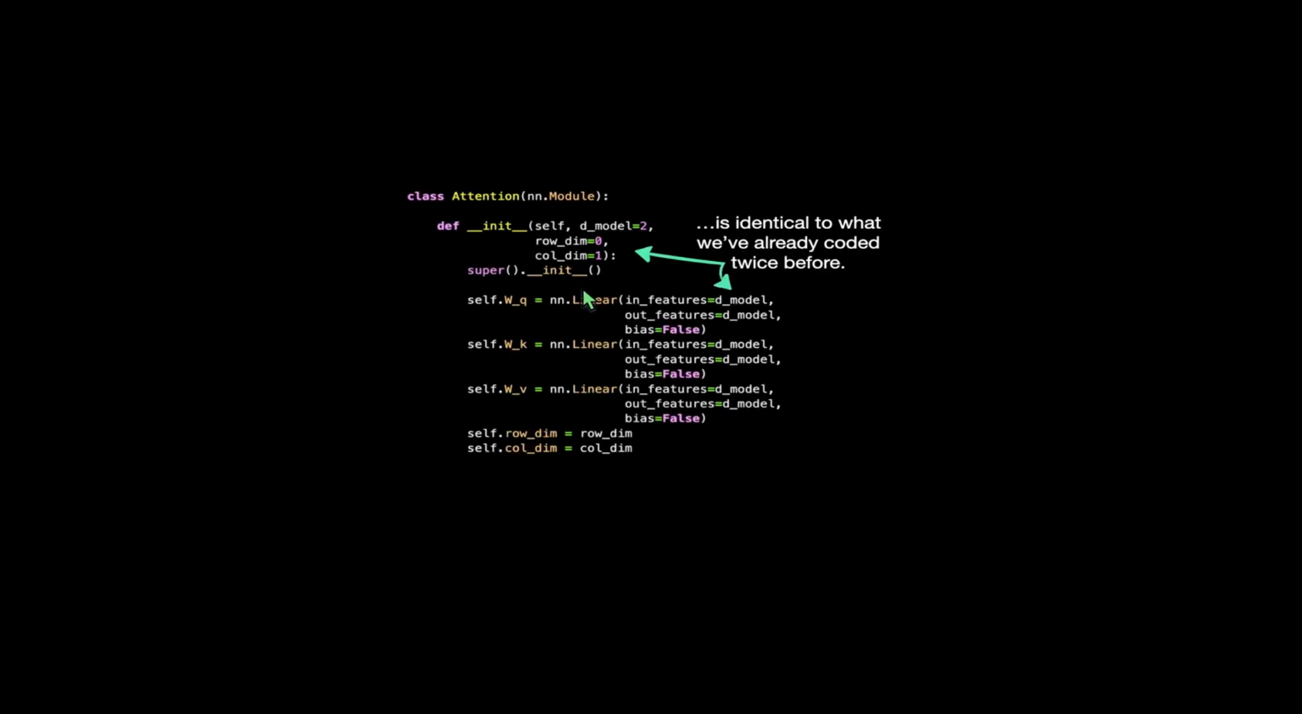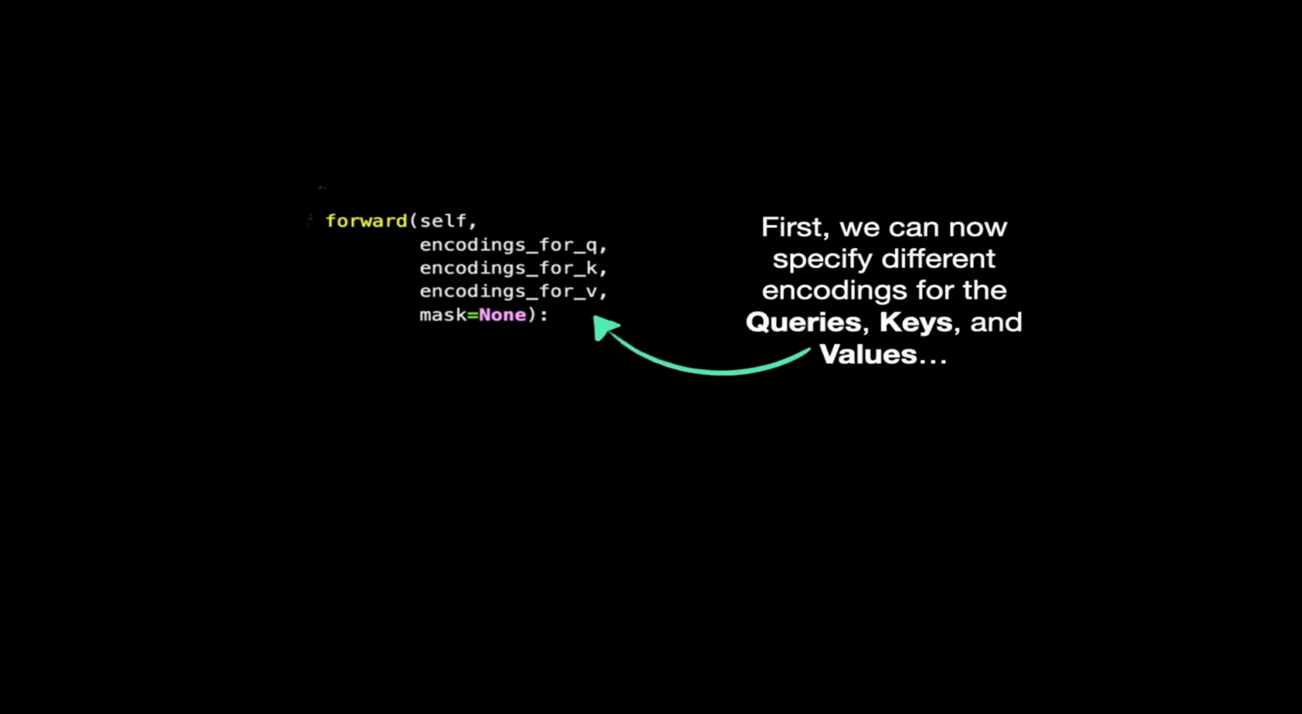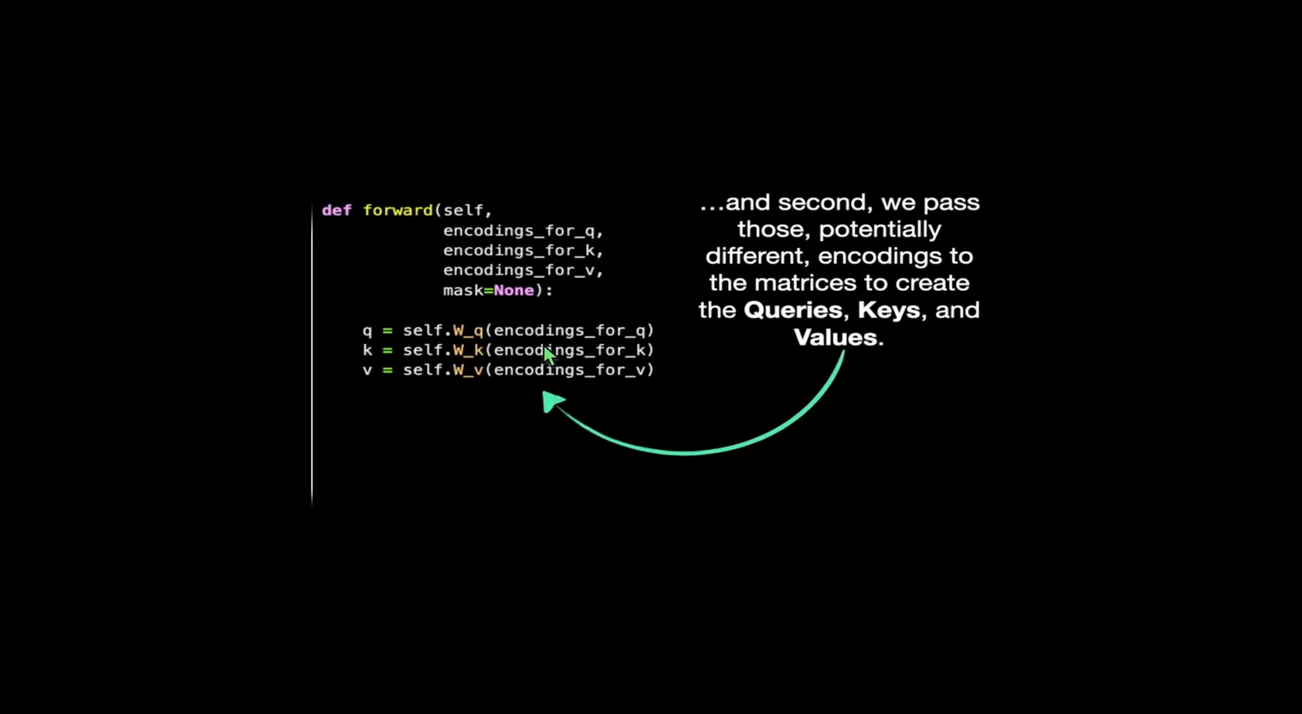To start, we inherit from the neural network model for our attention class. Then we define the constructor, which initializes the weights for the query, key, and value. Here we also specify the row and column dimensions for the matrices. Next, we override the forward method of the neural network model. This method allows us to pass in masks if needed.